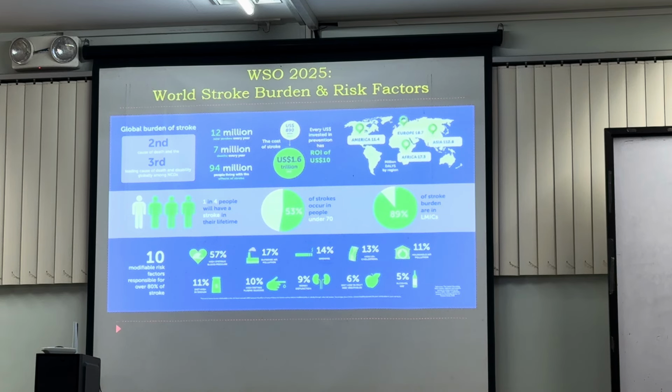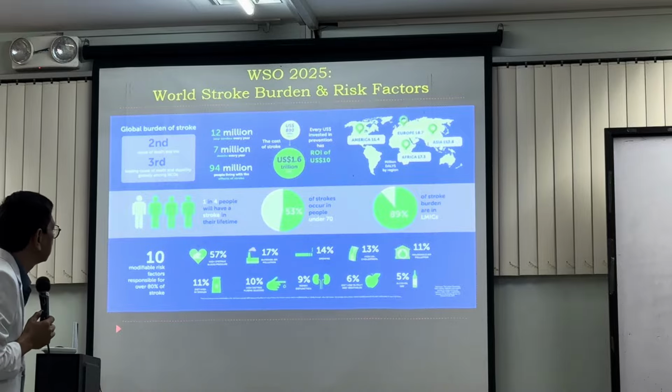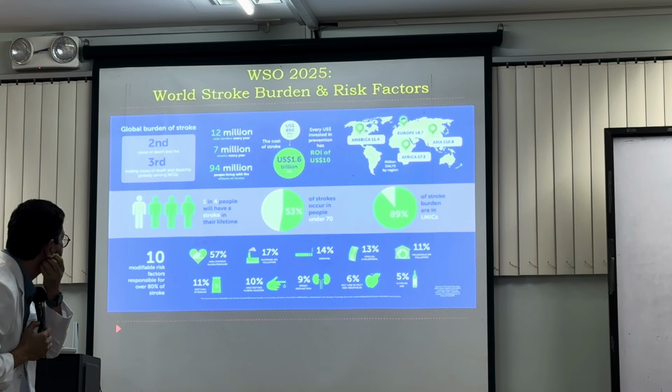57% high systolic blood pressure, hypertension. 17% outdoor air pollution. Maybe this is where we don't have much effort being done on air pollution. We're polluters in terms of how we use our fuels. 14% is, can't read it anymore.